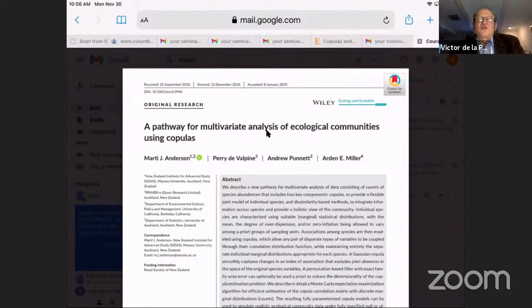So this paper is from 2019. It shows a path for multivariate analysis of ecological communities using copulas. I guess it would be important to keep a list of papers published in ecology using copulas to get a broad sense. And this is in some sense a nascent field.